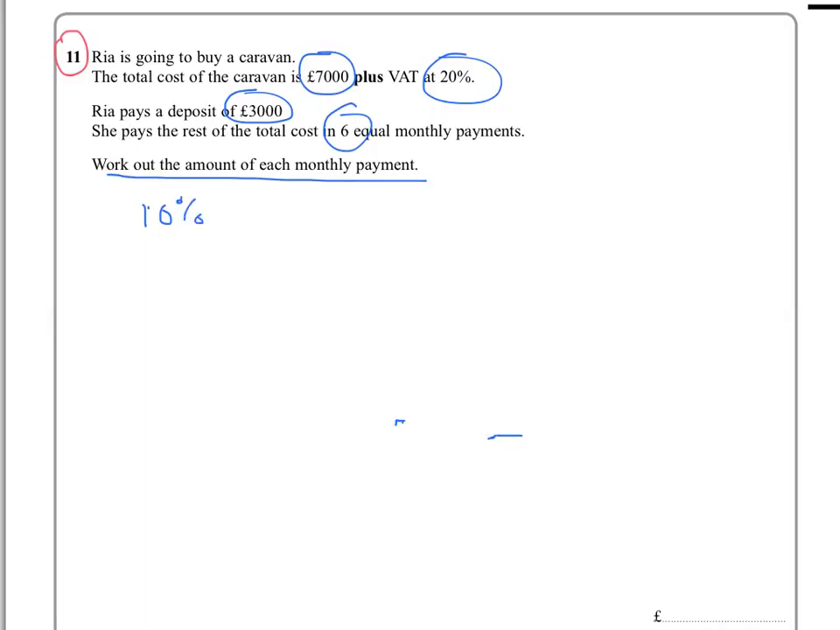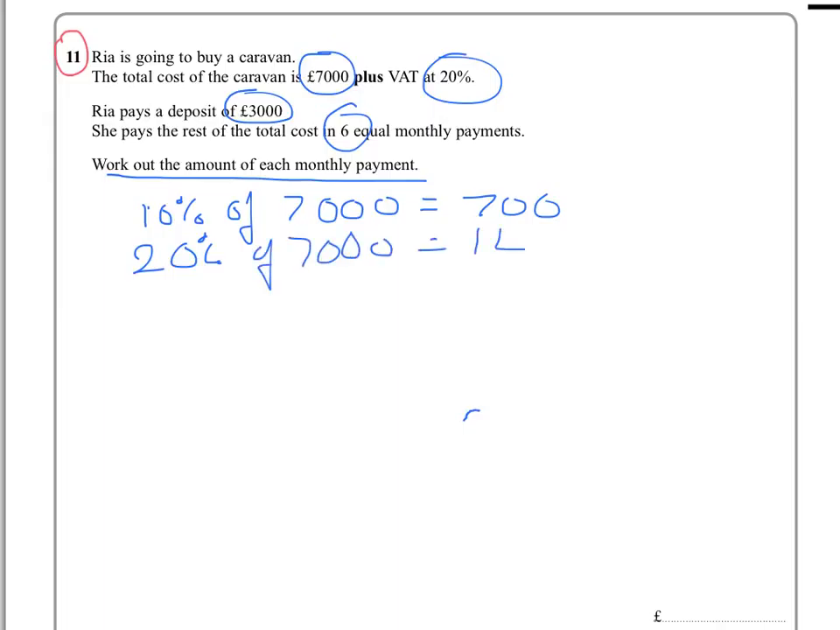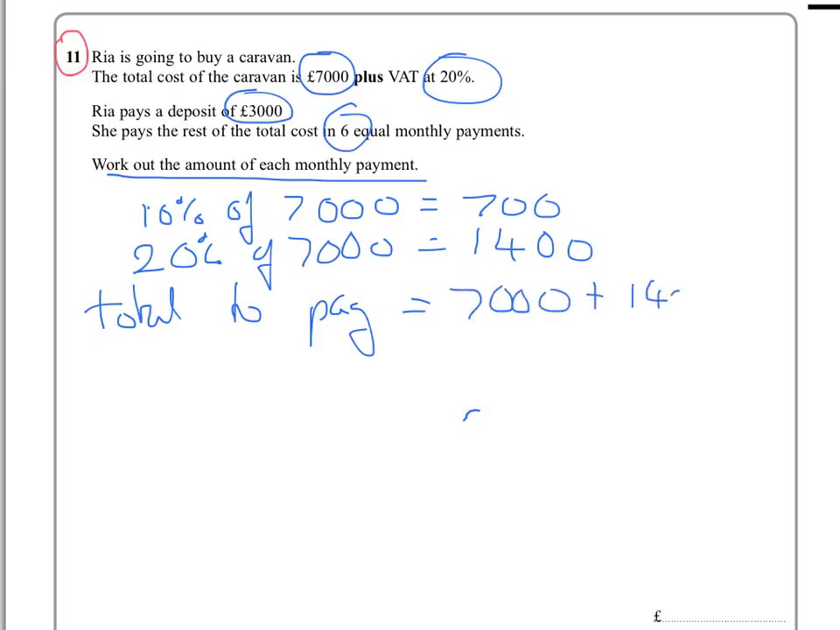of, oh dear, let's get rid of that. That's me nudging the iPad. Here we go. So 10% of 7,000 is 700. 20% of 7,000 is 1,400. So the total to pay is 7,000 plus 1,400, which is 8,400.